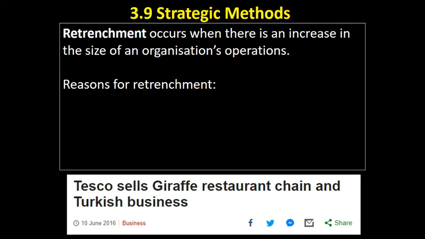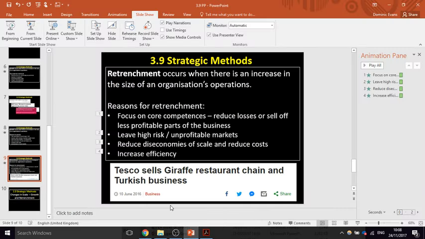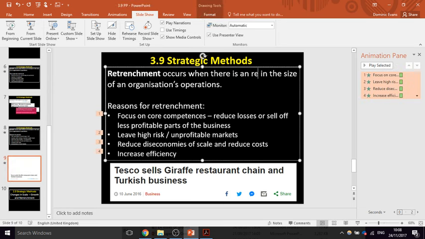Okay, but not all organisations necessarily want to grow, and growth isn't always seen as a good thing. And in fact, some organisations undertake a strategy of retrenchment. So we could undertake a strategy of growth, where we increase the size of our operations, and retrenchment occurs where there's a reduction in the size of our operations. Okay, so we're actually selling off different units of our business.